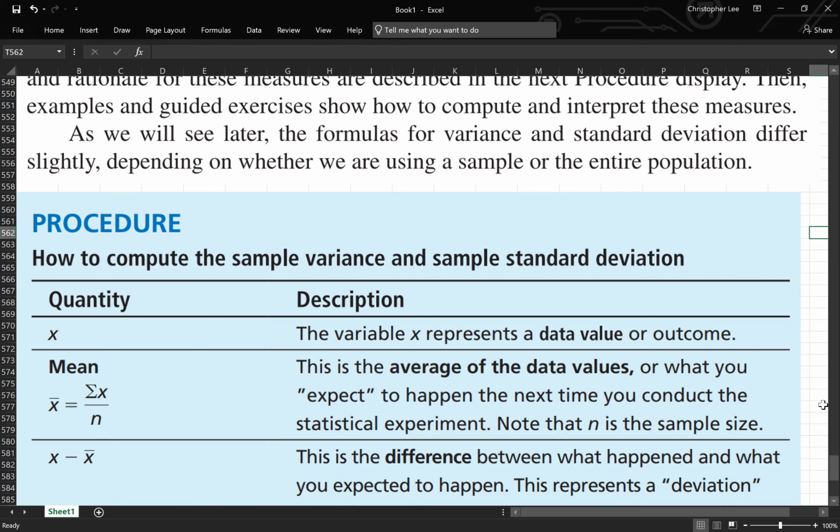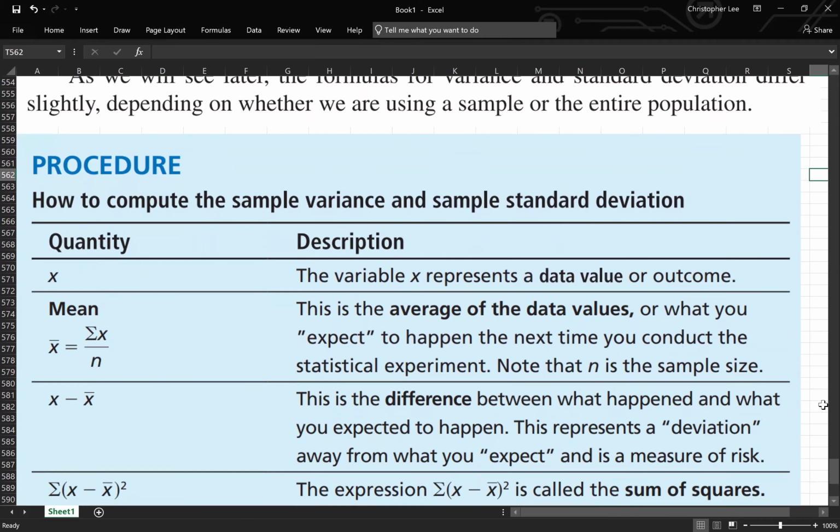Next, we have X minus X bar, and this is the difference between what happened and what you expected to happen. So this represents a deviation away from what you expect, and is a measure of risk.